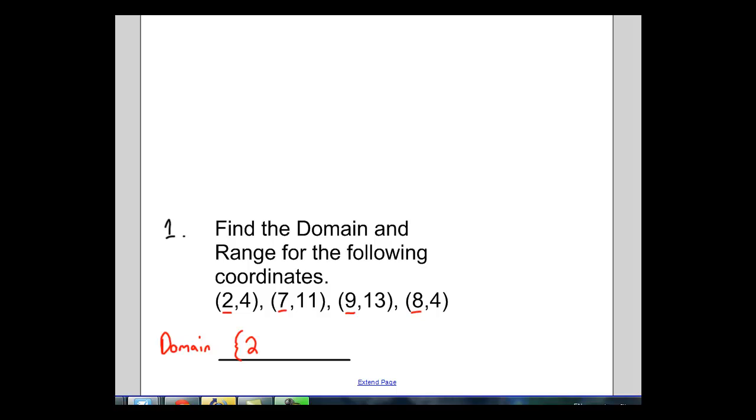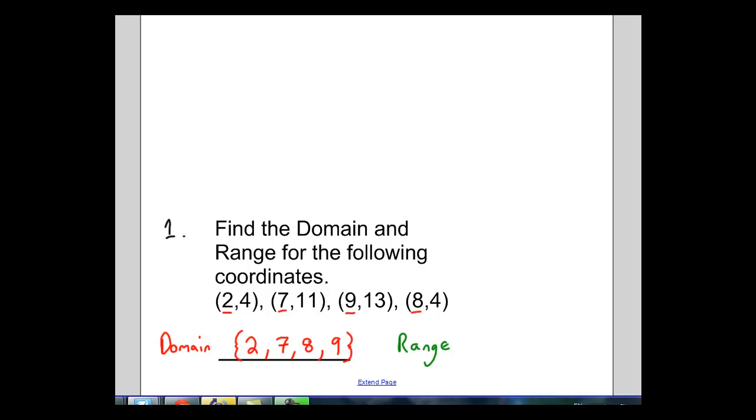So I'm going to list 2, 7, 8, and 9. Now notice that I put it in sequential order. So I put the 7, 8, 9 instead of 9, 8. So you can do this as well.